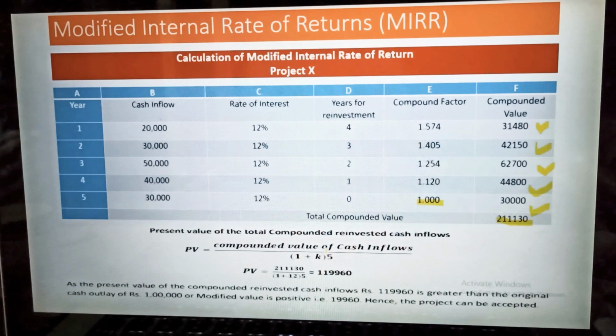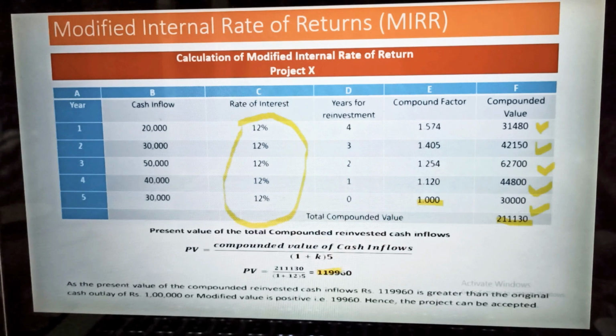Now here a formula is given: present value of the total compounded reinvested cash inflow. PV is equal to the compounded value of cash inflows divided by (1 plus K) to the power 5. 5 is for 5 years, and K is for the cost of capital. We assume the cost of capital to be 12%. I assume the rate of interest and the hurdle rate are both 12%, the same rate. So PV is equal to 2,11,130 divided by (1 plus 0.12), where 12 divided by 100 gives 0.12 under the bracket, then power 5.